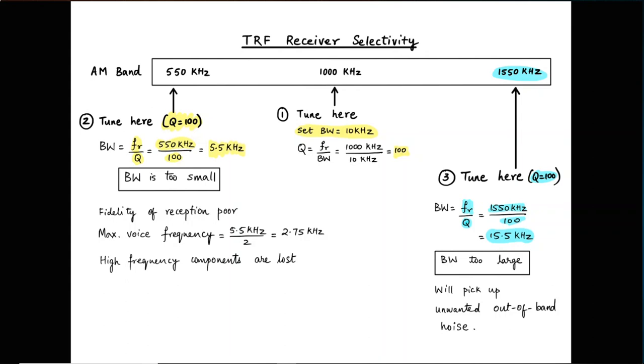What is the problem with the bandpass filter bandwidth being too big? Well, if it is too large, then it will allow the desired signal to go through it, which is good. However, it will also allow some noise to get through it. So it will pick up unwanted out-of-band noise, that is essentially between the 10 kilohertz and the 15.5 kilohertz mark. So we don't want that to happen. We want that selective filter to be rectangle only around the signal.